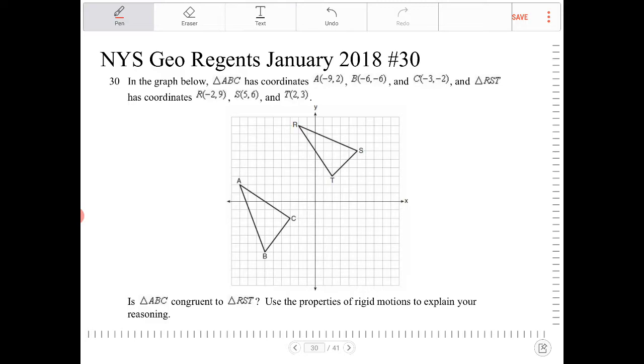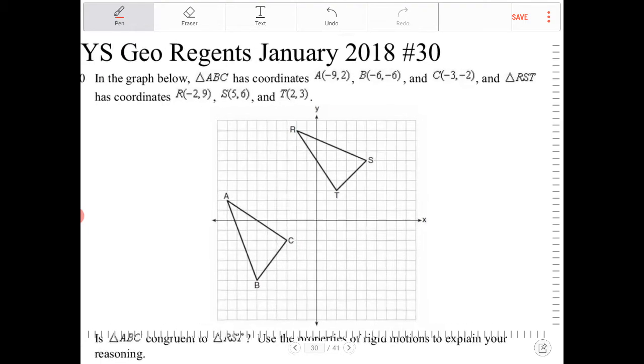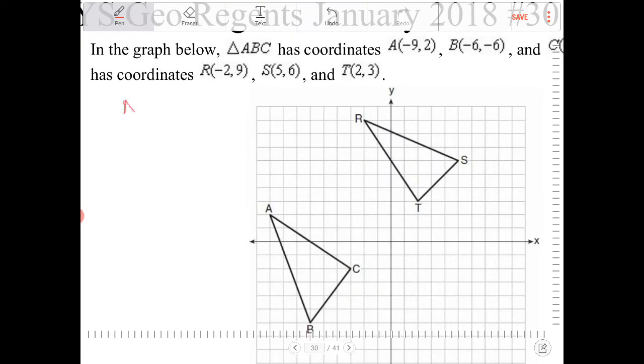So one of the properties of rigid motions is that rigid motions are supposed to preserve side lengths as well as angles, right? Because we're working on a coordinate grid, we don't typically show angle measures are the same on a coordinate grid, at least not in Regents Geometry. So we don't have to go down that route. What we do need to take into account is whether or not the distances are preserved. We're trying to show whether or not ABC is congruent to triangle RST.